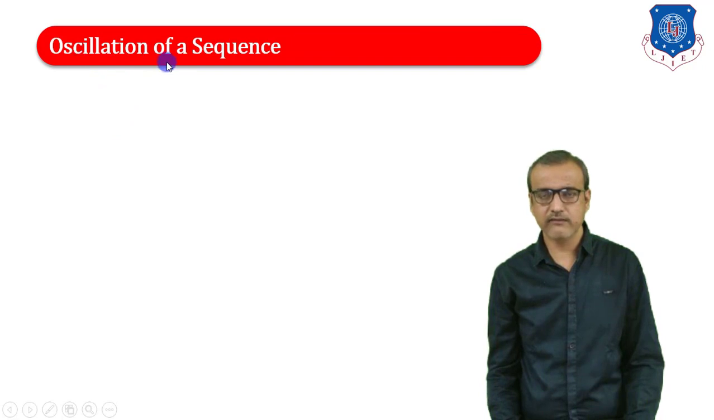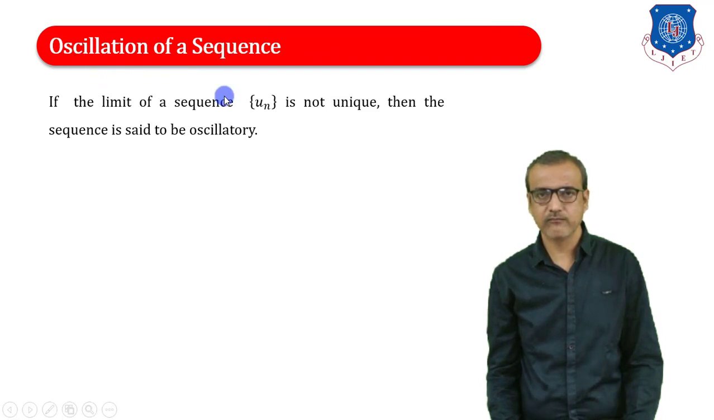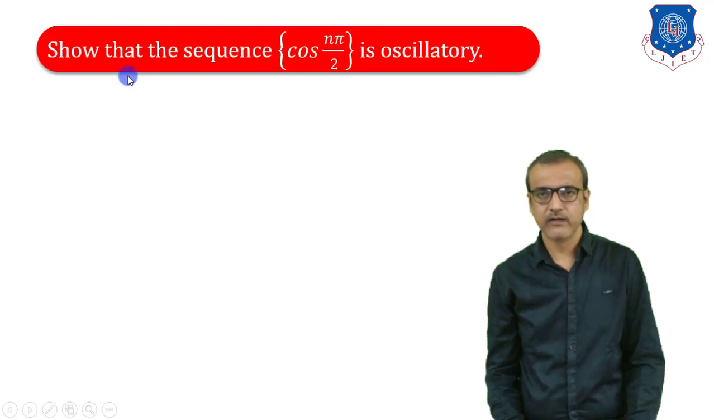Now we will see oscillation of a sequence. Here is the definition of oscillation of a sequence. If the limit of a sequence un is not unique, then the sequence is said to be oscillatory. Now we will see one example related to an oscillatory sequence. Show that the sequence cos(n pi by 2) is oscillatory.